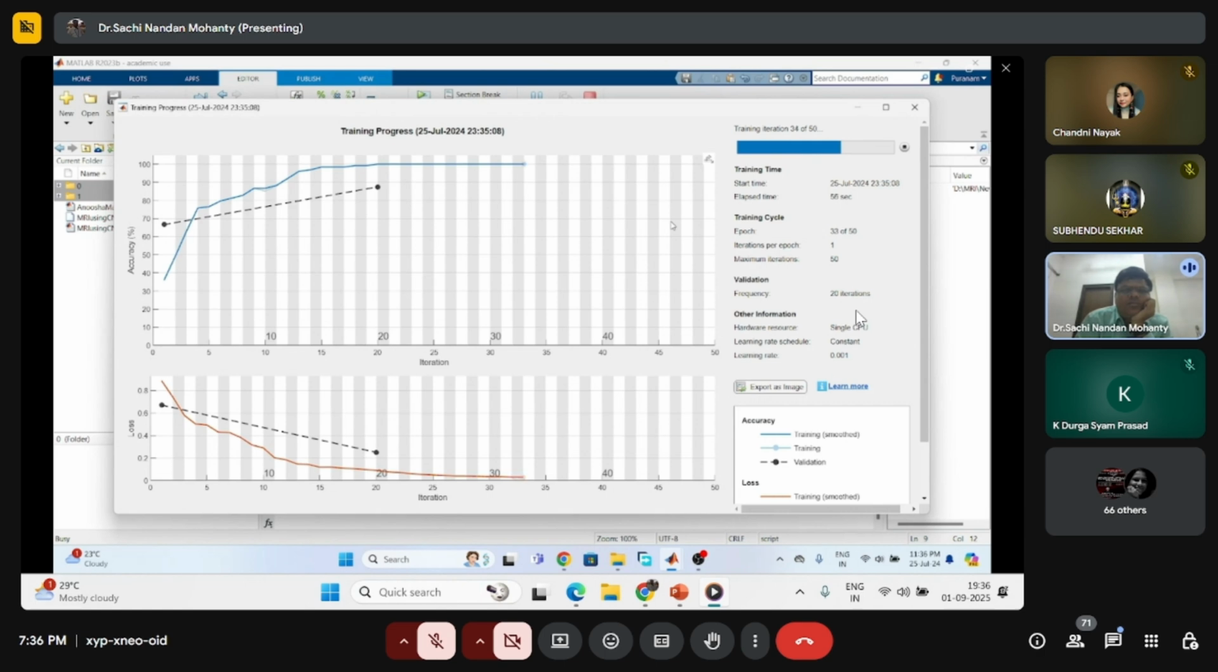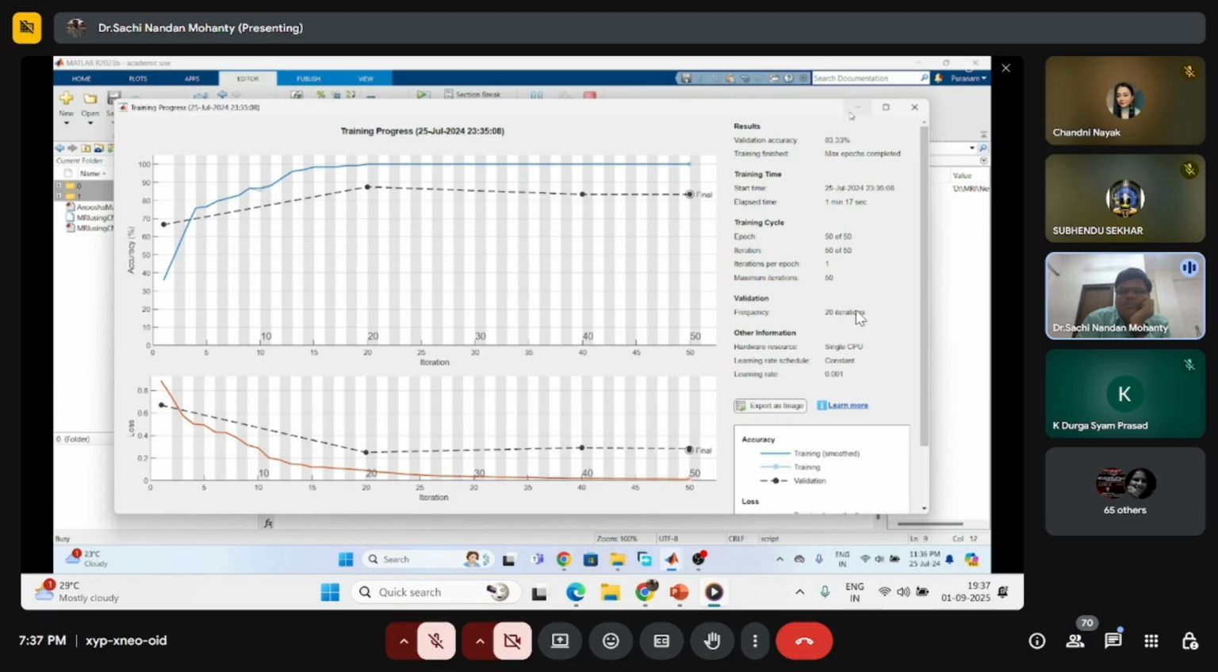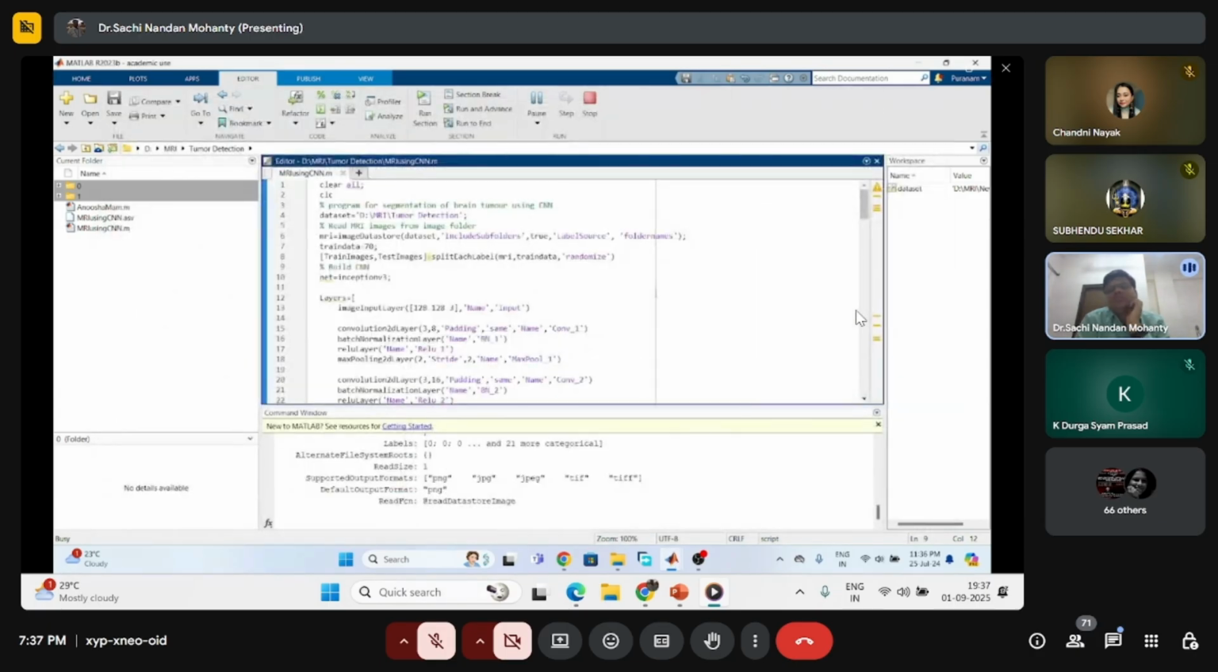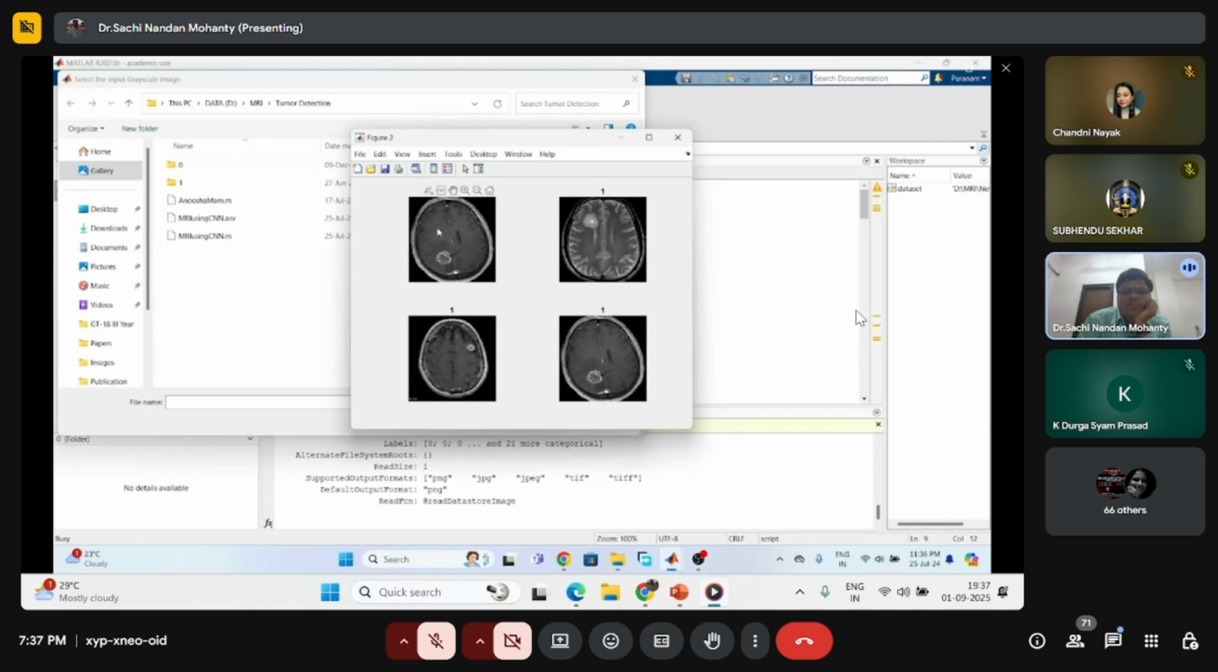So it will go to 50 epochs, and at 50 epochs we may get accuracy somewhere between 80 and 90, because if one increases the iterations, the accuracy will increase. I hope so. Somewhere it is 83, 88, 83.33. Now it will ask us to select a test image. See all the images: tumor, tumor, tumor. And if we run again, it will select randomly, a tumor one, a non-tumor one, like that. It will keep on selecting.